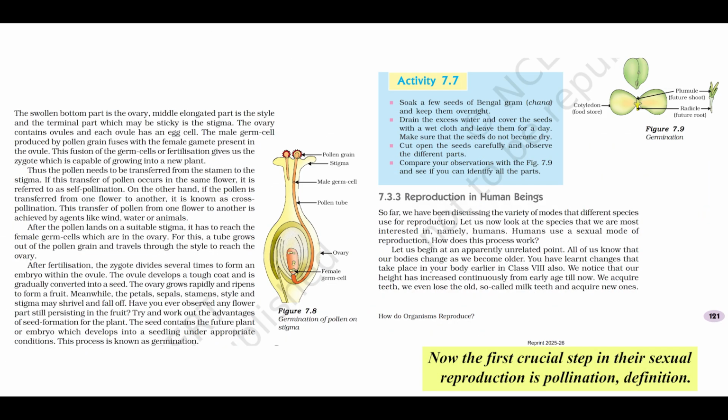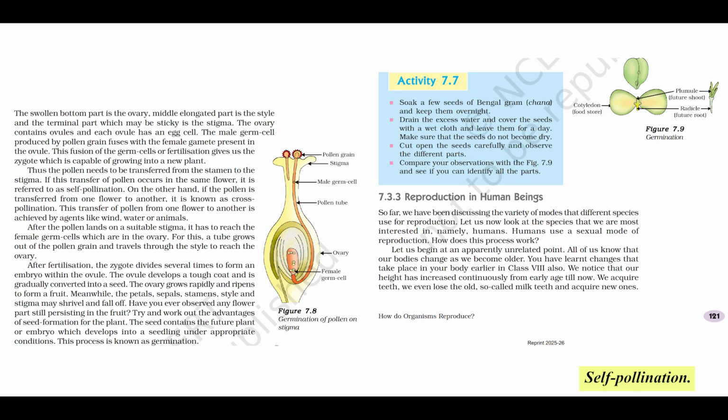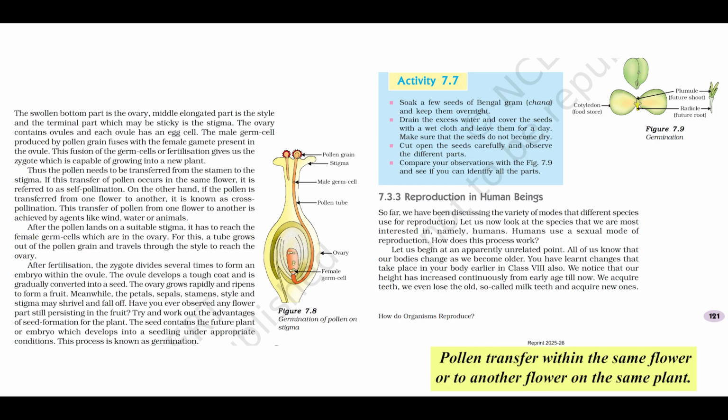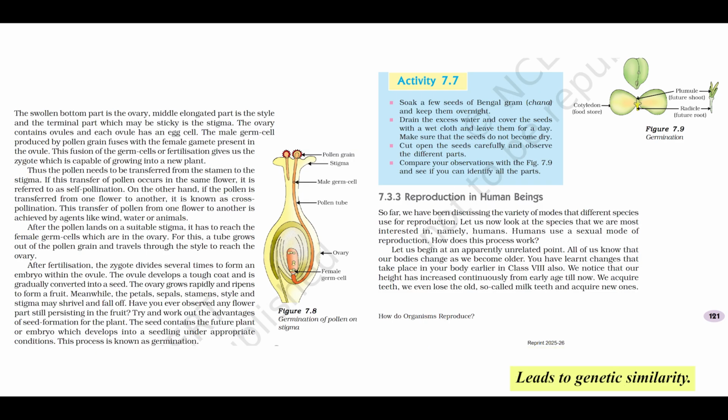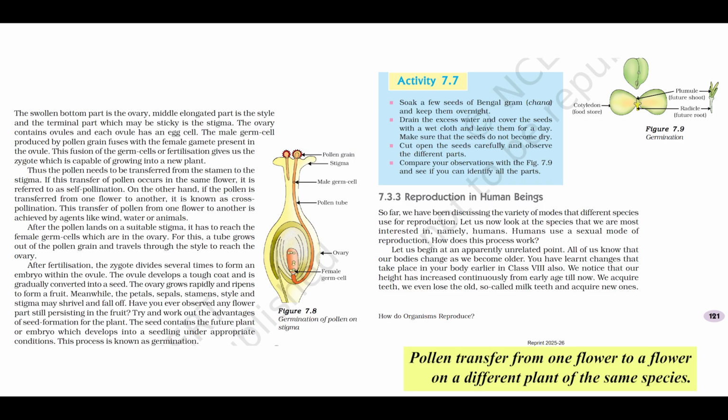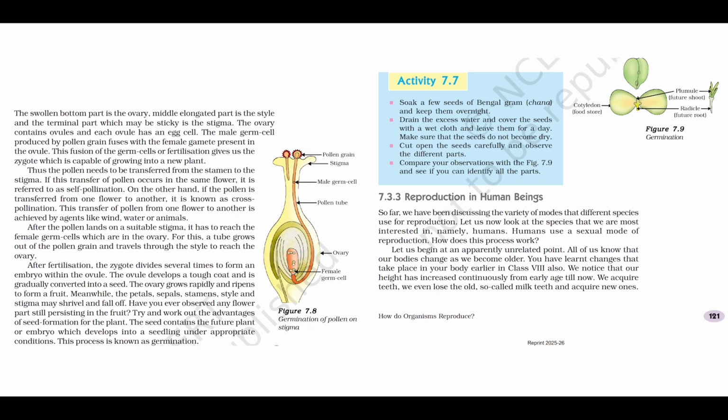Correct. Now, the first crucial step in their sexual reproduction is pollination. Definition: transfer of pollen grains from the stamen, specifically the anther, to the stigma of a flower. It can happen in two main ways: self-pollination, pollen transfer within the same flower or to another flower on the same plant, leads to genetic similarity; cross-pollination, pollen transfer from one flower to a flower on a different plant of the same species. This transfer is typically helped by external agents: wind, water, or animals like insects, bees, butterflies, and birds, attracted by the flower.